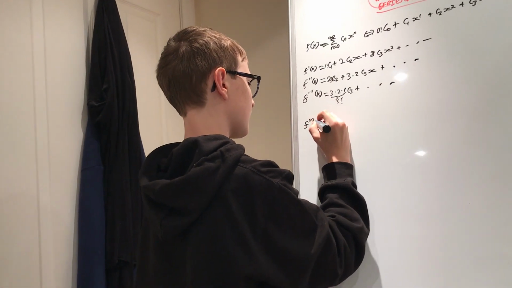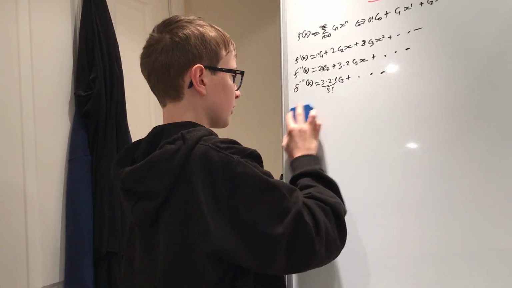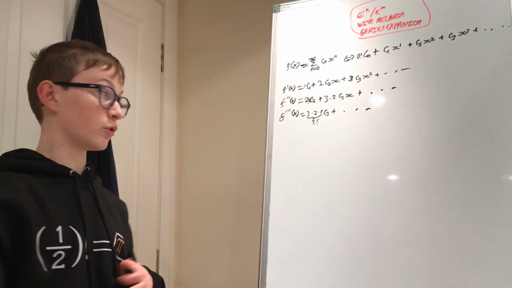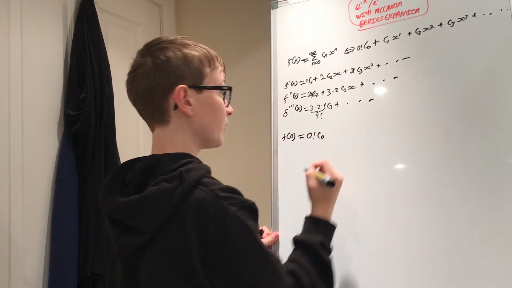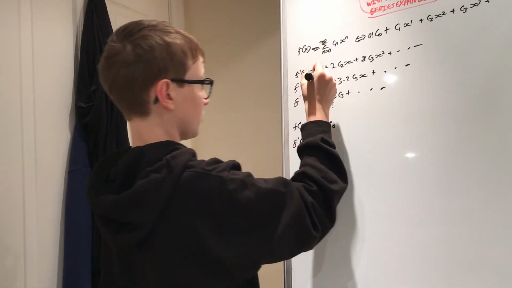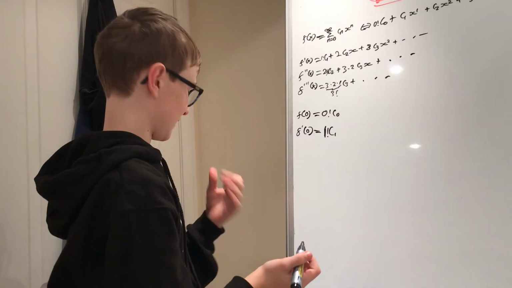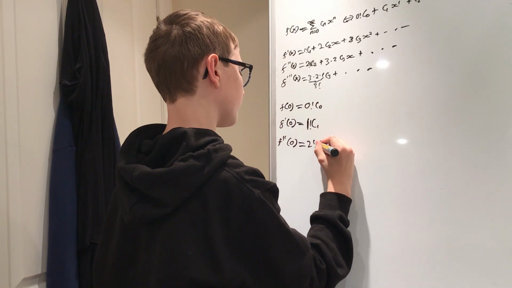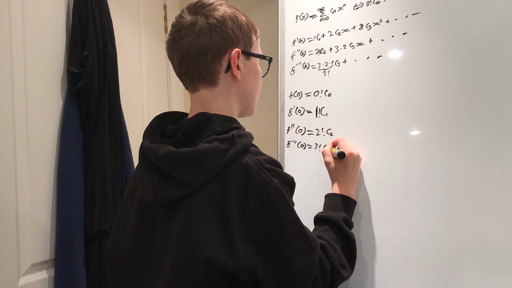So, f n of x equals, hold on. So to solve purely for Cn, we have to set these x's equal to 0. So f of 0 equals 0 factorial times C0. f prime of 0 equals 1 factorial times C1. f double prime of 0 equals 2 factorial times C2. f triple prime of 0 equals 3 factorial times C3.